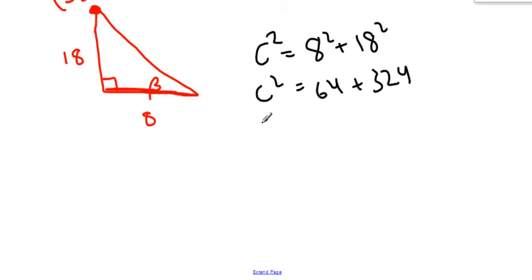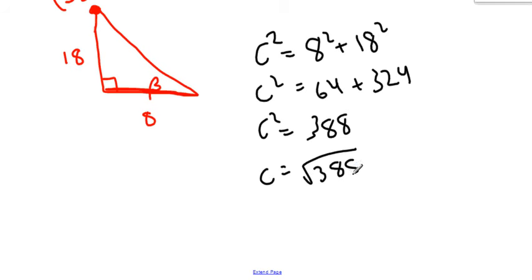So C squared equals 388. Ooh. So C equals root 388. So before I go any further, I want to see if that reduces at all. So very quickly, just a reminder about how to reduce. I want to find the largest perfect square that evenly divides into the number 388.